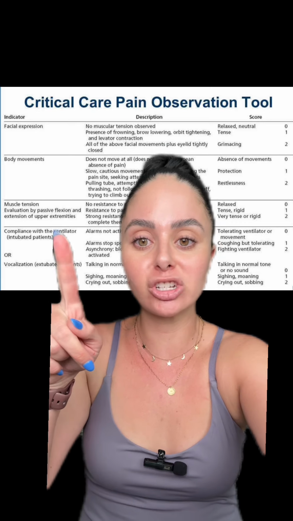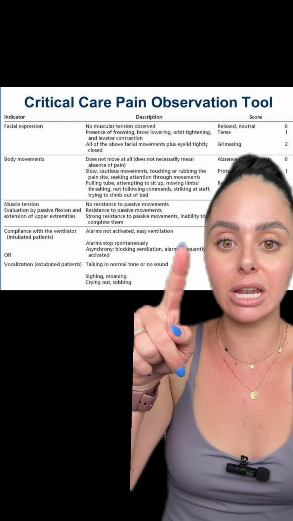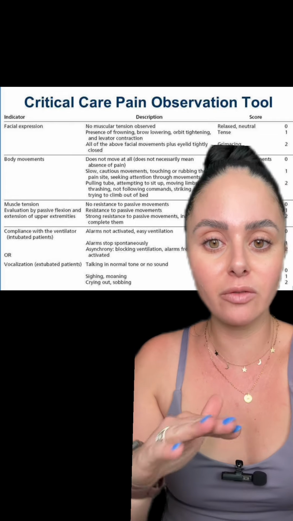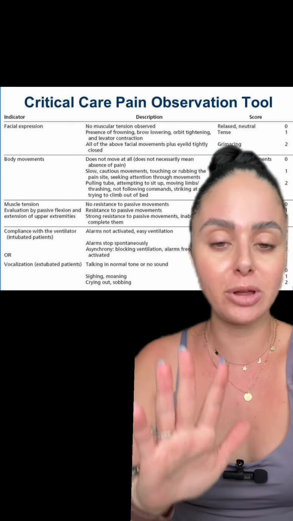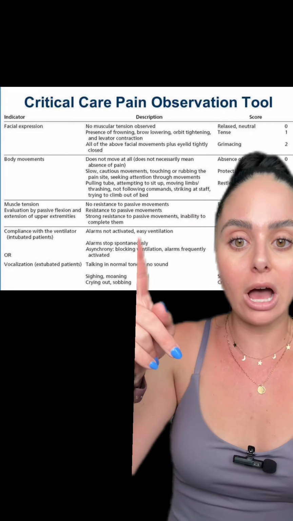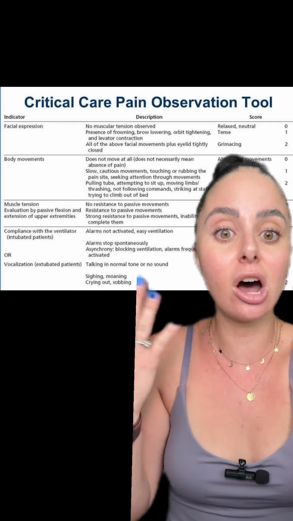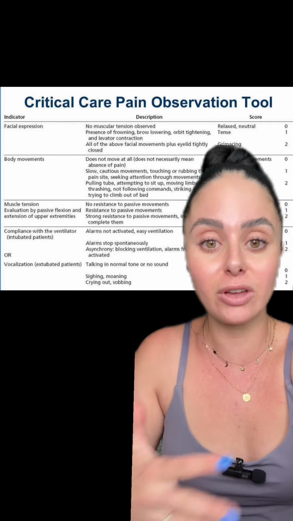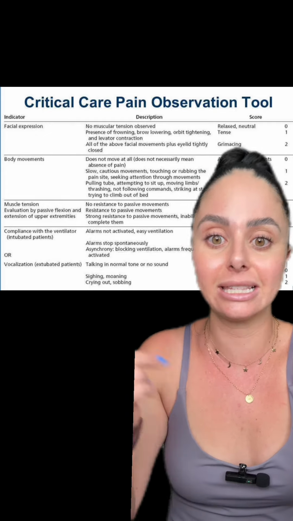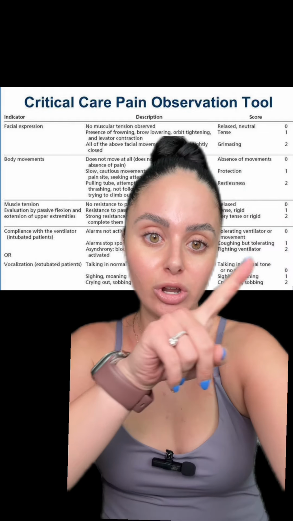For your vented patients, we're scoring ventilator compliance, meaning the patient's chilling on the vent, they're not activating alarms, they appear to be nice and calm, all the way up to the patient is not tolerating the ventilator, they're coughing, they're fighting, they're desatting, it's looking miserable for them. That would score you a 2.